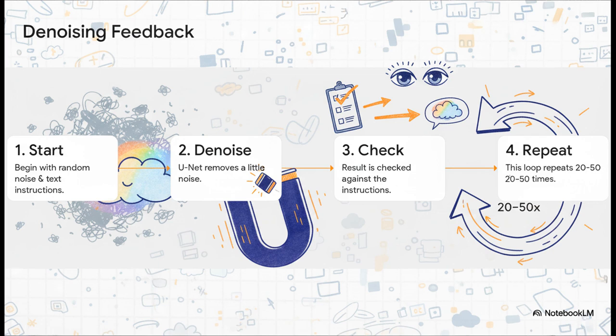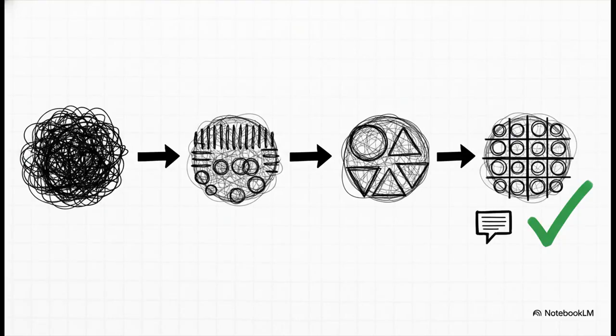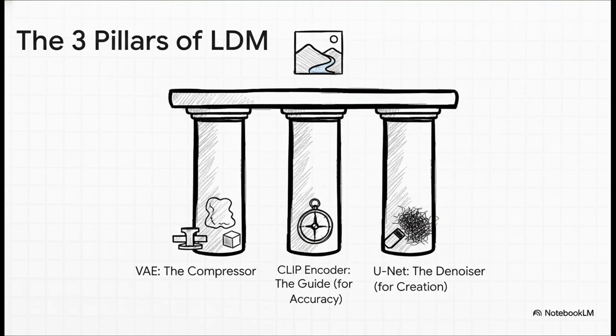So the process kicks off with random noise and your text instructions. The UNet then takes a small step, removing just a little bit of that noise. Then it checks back with the instructions, almost asking itself, am I getting closer to a Cyberpunk Samurai? It refines, removes more noise, and checks again. This loop repeats dozens of times, getting more and more accurate with each and every step. After about 20 to 50 of these refinement steps, that initial block of random static has been totally transformed. It's now a structured, coherent, latent image that is a perfect mathematical representation of your prompt, and it's ready for that final step.